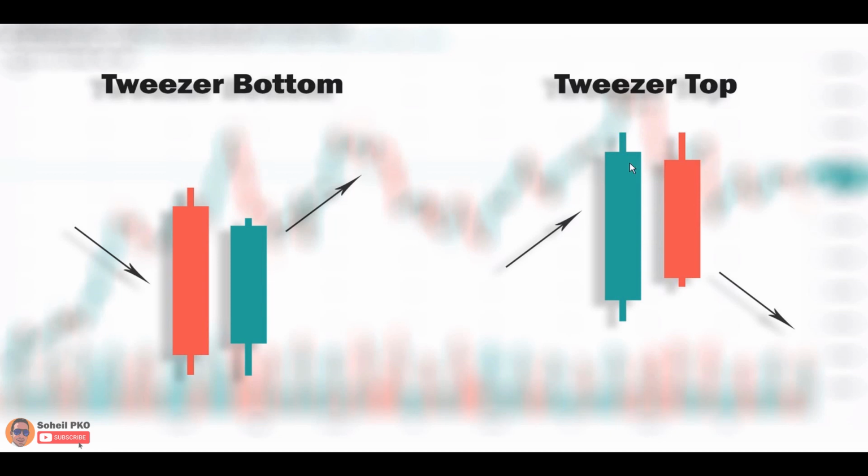And in Tweezer bottom, which is the mirror image of Tweezer top, we are in a downtrend or near support levels, and the first candle is just a normal red candle as expected. And the second one, which is a shorter green candle, opens and closes in the body of the previous one, and the low for this candle is at the same price level as the low of the first candle, which shows that the support level is establishing and the direction of this downtrend may change.